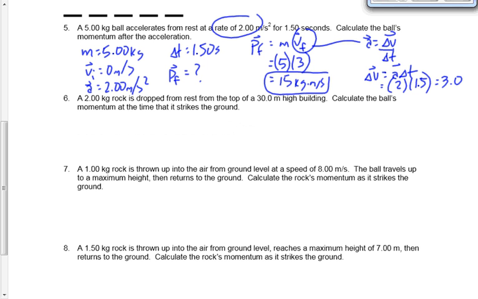All right, back to number 7 here. A 1 kilogram rock is thrown up into the air from ground at a speed of 8 meters per second. It travels up to a max height, whatever that max height is, and then comes back down to ground level. We want to find the momentum as it strikes the ground. This one bothered a lot of people in both classes, actually.